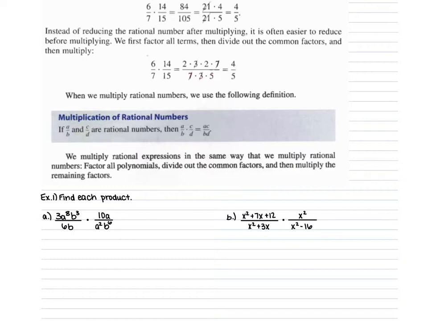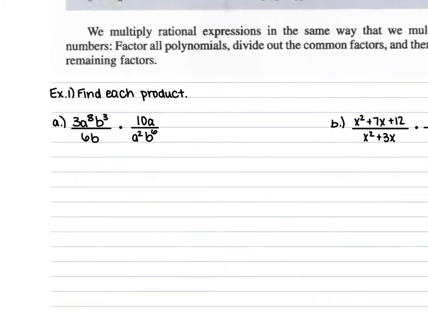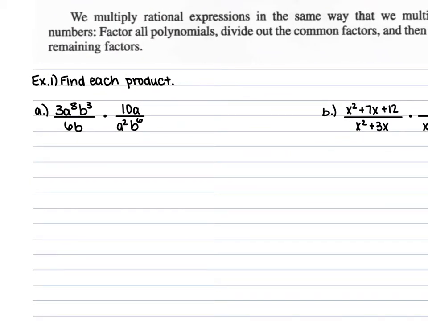If we look at example 1, it just tells us to find the product. For A, we're given 3a to the 8th power b cubed over 6b times 10a over a squared b to the 6th power. So again, you could simplify before you multiply, or you can multiply straight across first and then simplify. If I multiply straight across first for this one, the 3 times 10 is 30. The a to the 8th power times a is a to the 9th power, and then I have b cubed.